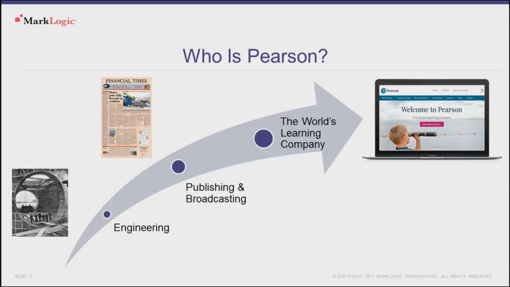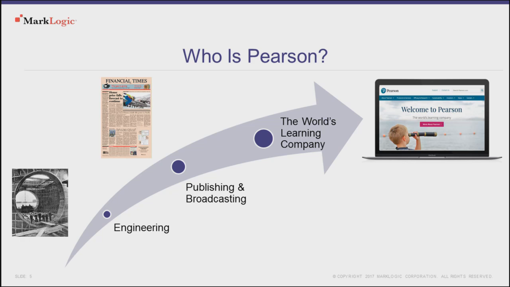So Pearson was founded in 1840. It was originally an engineering company. They were responsible for building the Blackwall Tunnel, which goes underneath the River Thames. It's about 6 or 7 miles east from here. They invested in a lot of different markets, including publishing and broadcasting. In the 1950s, they acquired the Financial Times and The Economist.